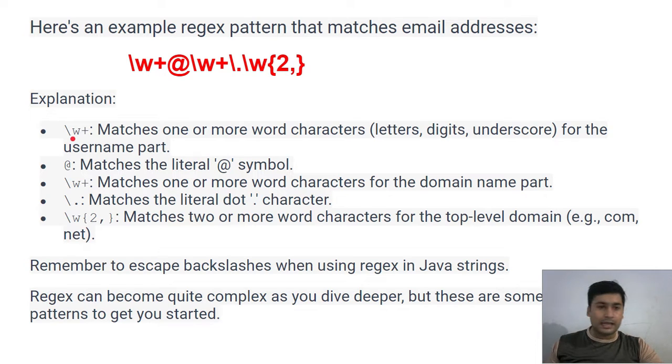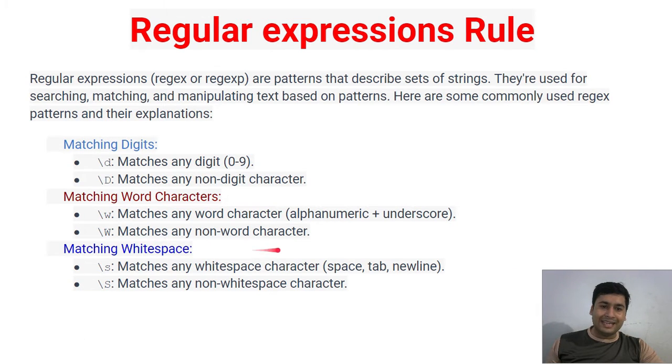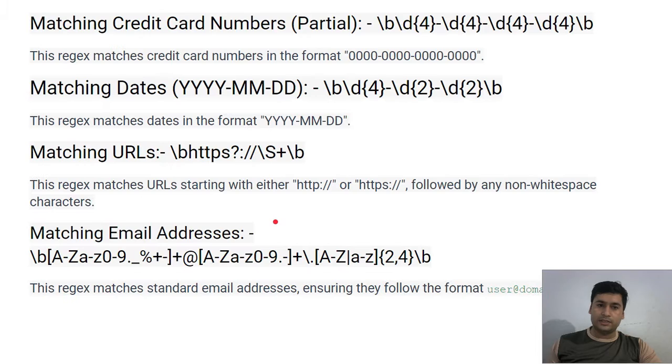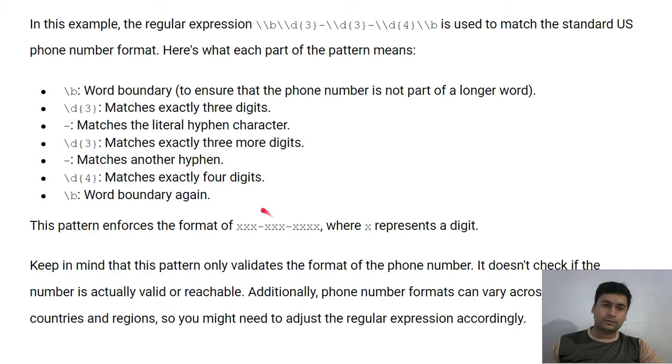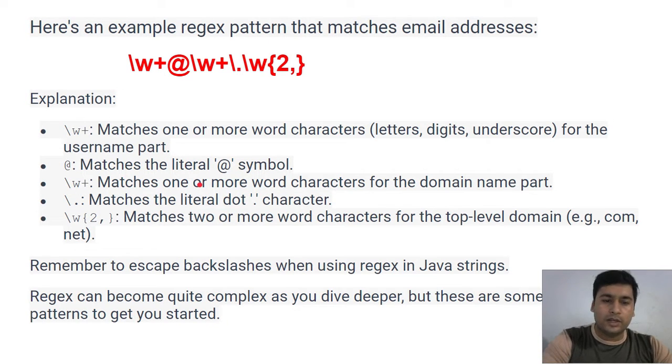We have already learned \w+, which matches any word character, alphanumerics or underscore, those things only. So it will match one or more characters, letters, digits, underscore for the username part. So we have written \w+, and the username is completed. Then @: in every email ID, whatever email ID you are using, the at the rate symbol should be there. So they have directly used it to match the literal at the rate symbol, so it should be matched directly.